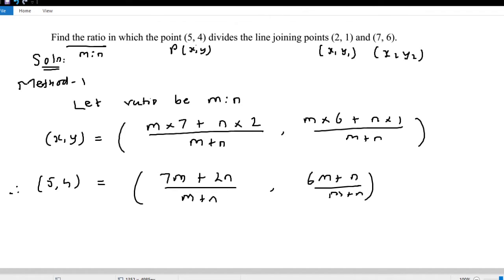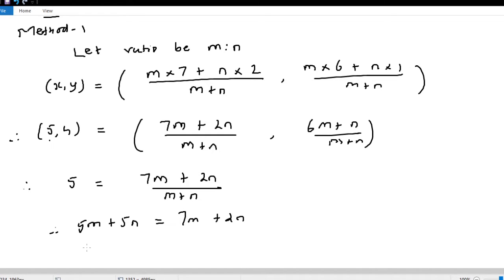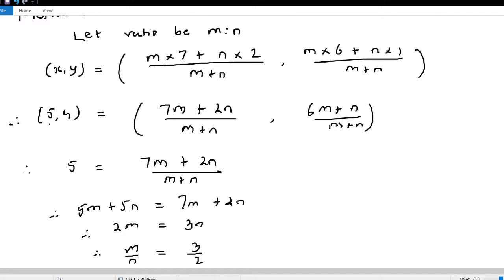We can equate the abscissa with abscissa or ordinate with ordinate. You know the x coordinate is also called abscissa. So let's equate 5 with (7m plus 2n) upon (m plus n). On cross multiplying we get 5m plus 5n is equal to 7m plus 2n. Therefore, on simplifying, 2m is equal to 3n, which gives us m upon n is equal to 3 upon 2.